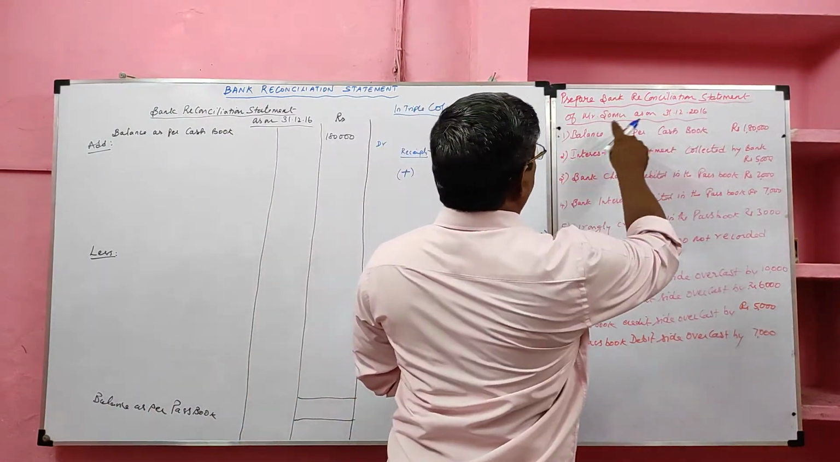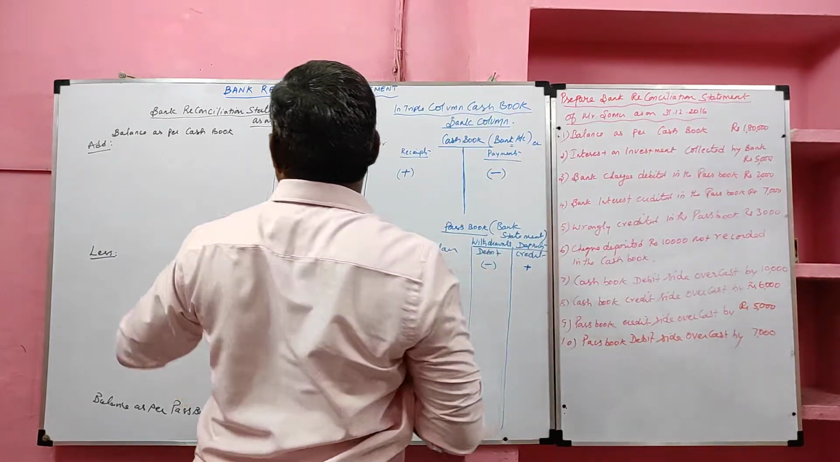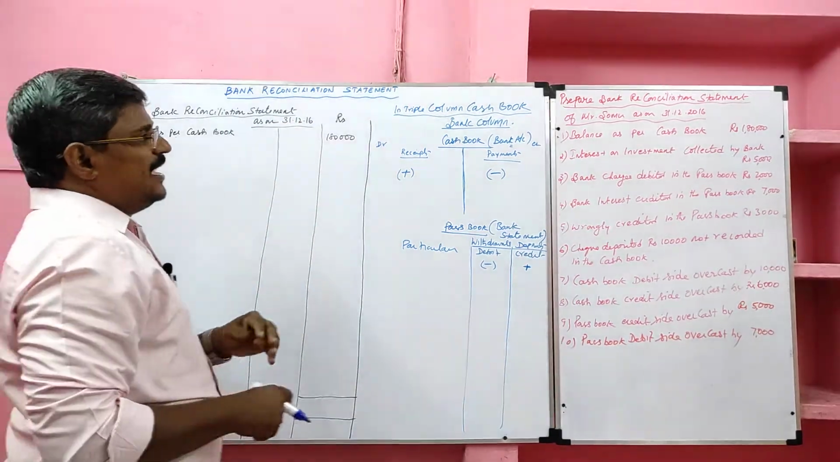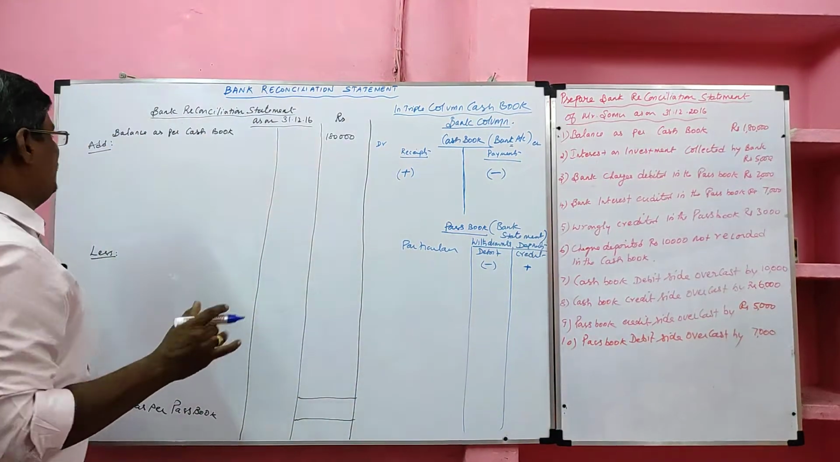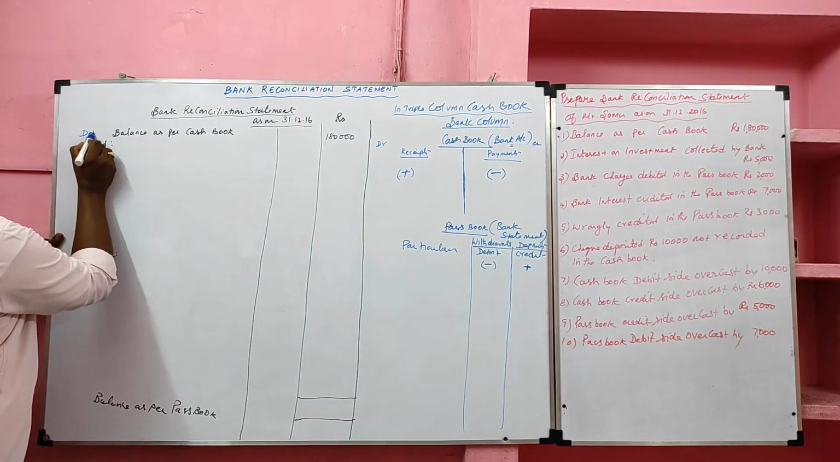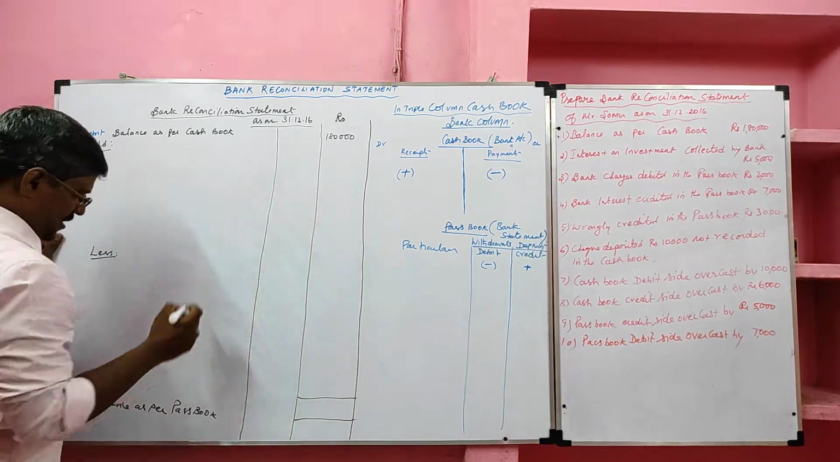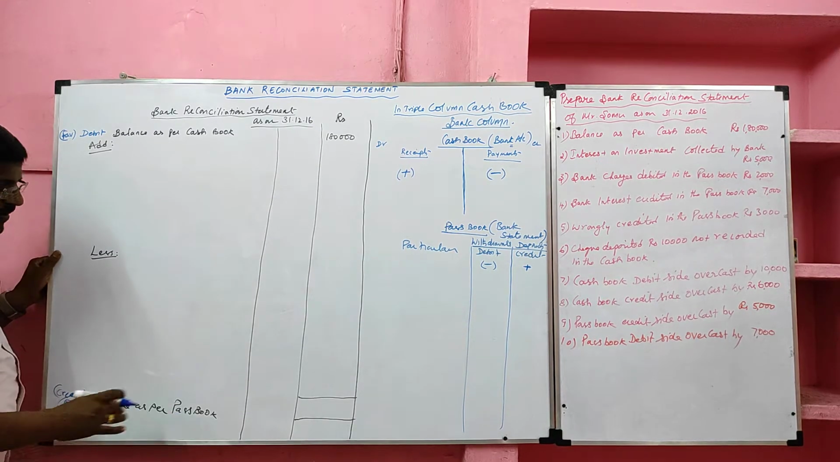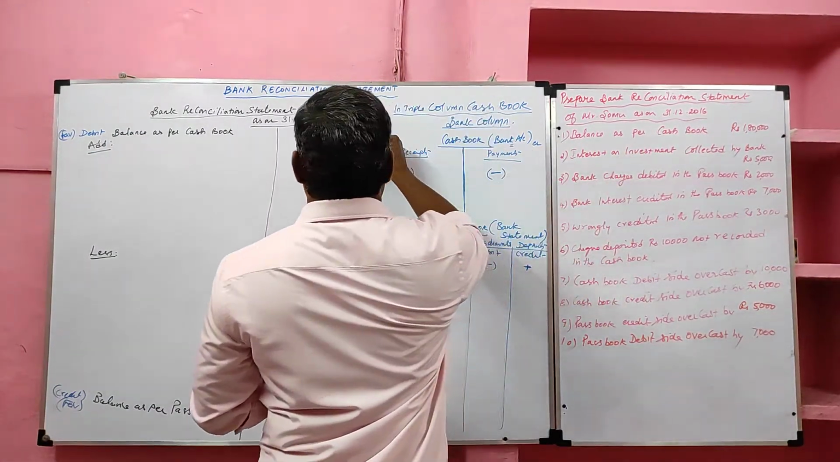Prepare bank reconciliation statement of Mr. Somu as on 31/12/2016. So I recorded the bank reconciliation statement as on 31st December 2016. Here the balance as per cash book is given. If the balance is favorable, we can say debit balance or favorable balance. As per cash book is given, we have to find the credit balance, that is the favorable balance as per passbook. Okay, so balance as per cash book is recorded.